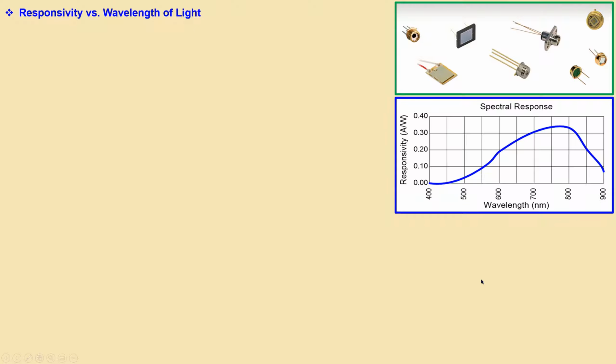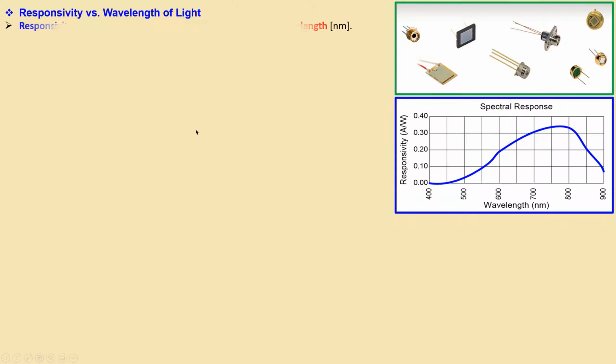Now if you look at the photodiode in more detail, you of course want an optimum transfer of your optical energy to electrical energy. So we have the characteristic which is called the responsivity versus wavelength of light. These are just examples of a photodiode. You have a number of photodiodes in different shapes like this, and a curve here which gives you the spectral response of your photodiode as a function of the wavelength, and you can see this responsivity will change as a function of the wavelength.